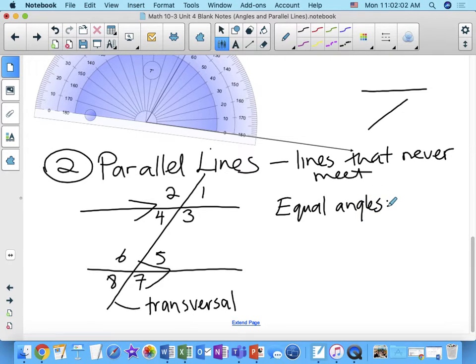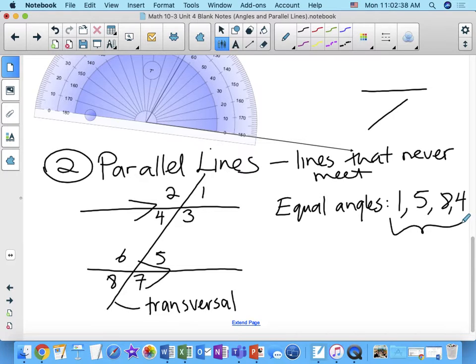Okay, well, let's start with angle 1. Which angles are the same or equal to angle 1? Angle 1, angle 5, yes. What else? 8, and what else? There's one other. 1, 5, 8, and 4, yes. Okay, so those 4 are equal.